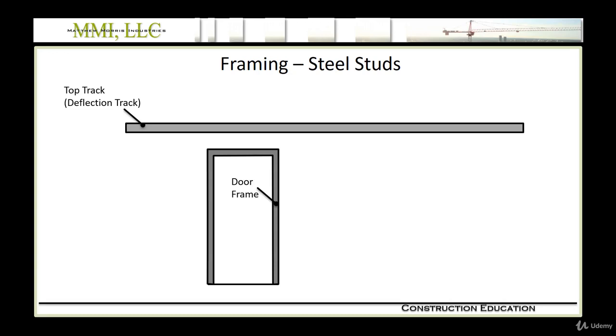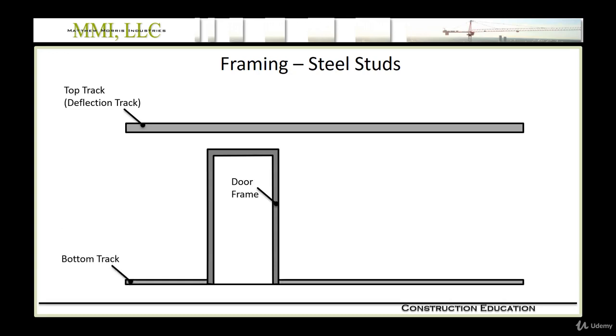And we'll see this better here in a minute when the studs are stood up. So our top track's in place, bottom track's in place. Then we start standing up our studs. So we would have king studs at openings, such as doors or windows.